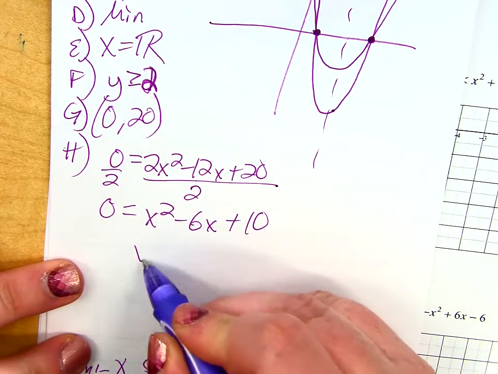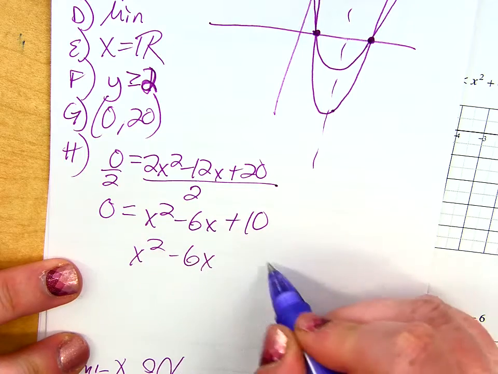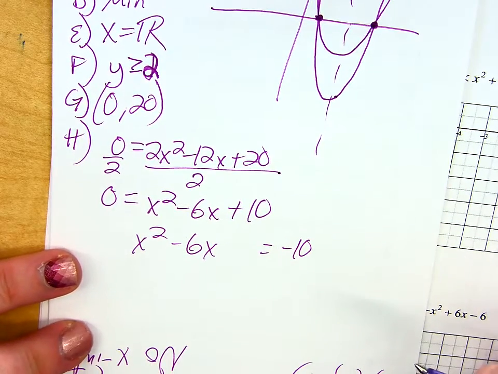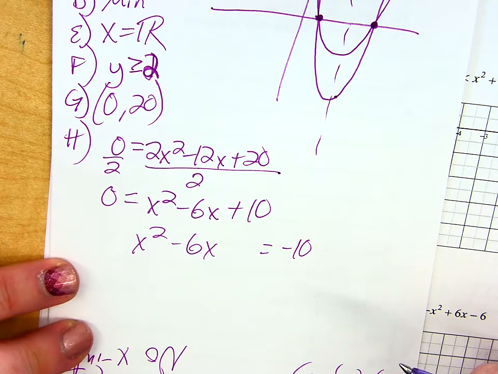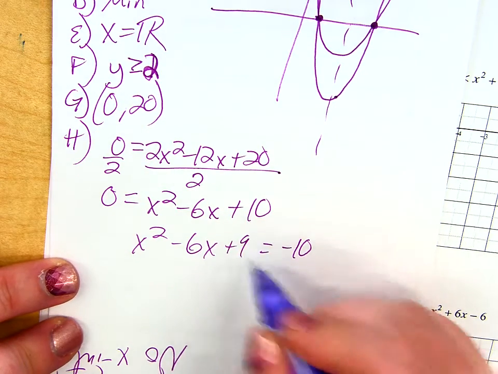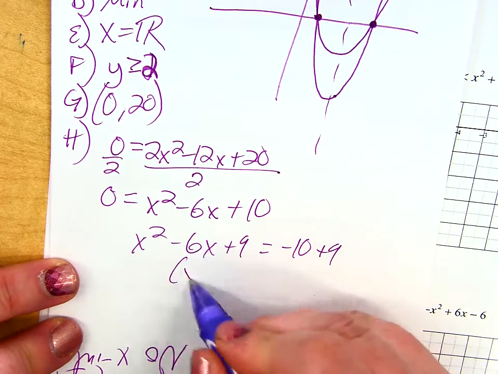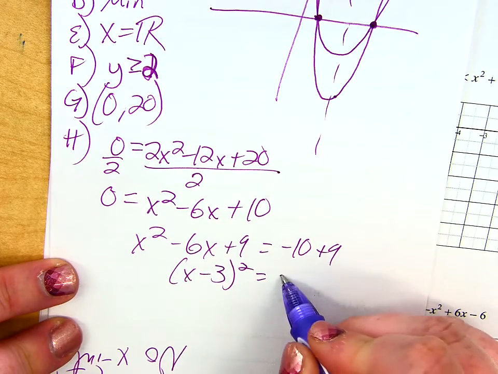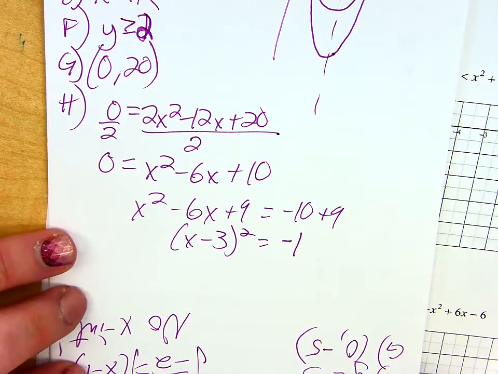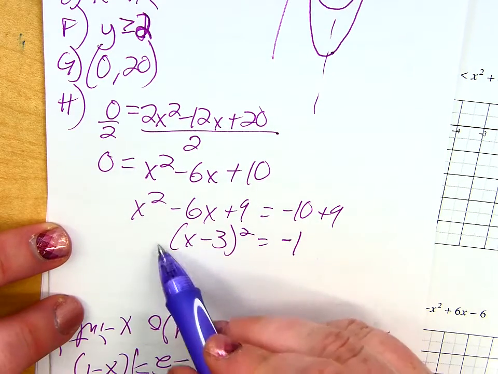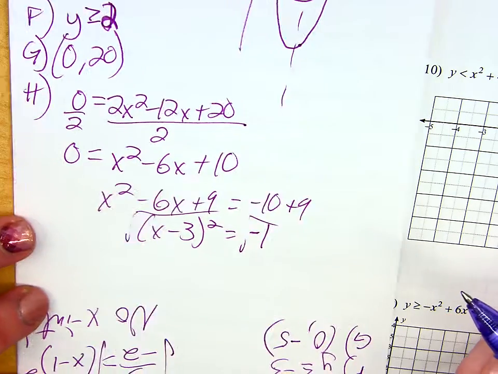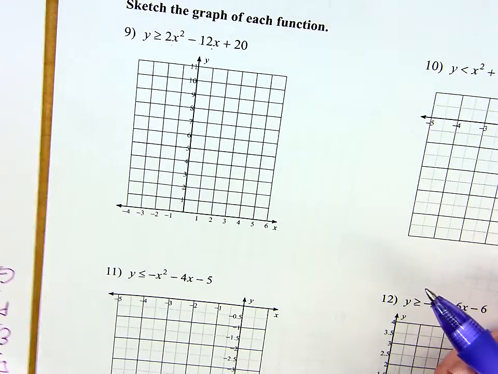Yeah. So let's move C to the other side. So we'll have a negative 10. What's my magic number? 9. Add 9 to both sides. I get x minus 3 squared. Uh-oh. What's going to happen? There's none because I can't take a square root of a negative. So I don't ever cross the x-axis for this one.